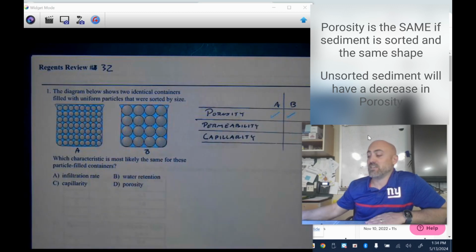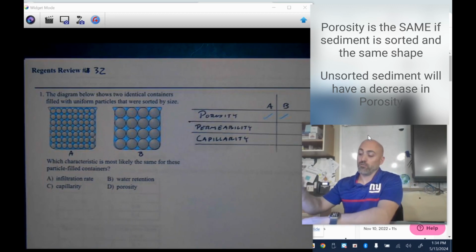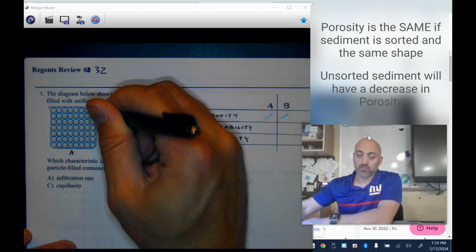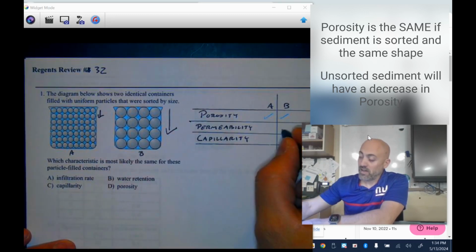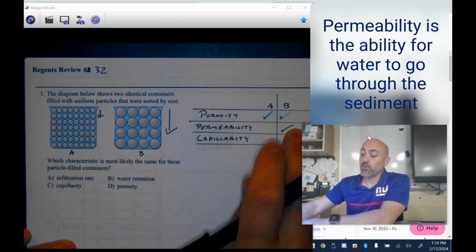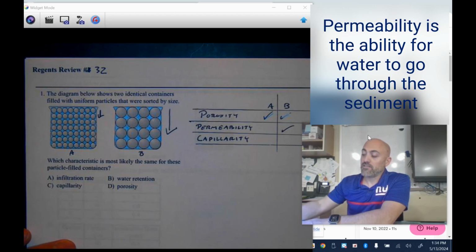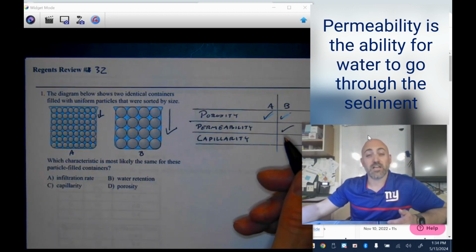Now, the second thing is permeability. How fast can the water run through? And bigger particles versus smaller particles, the bigger particles are going to win. B would have a higher permeability. Okay, so they're a tie for porosity. They both have the same amount of empty space. But permeability, this one would win.